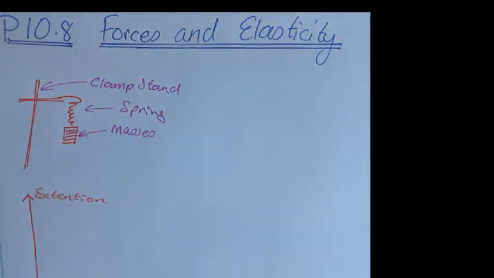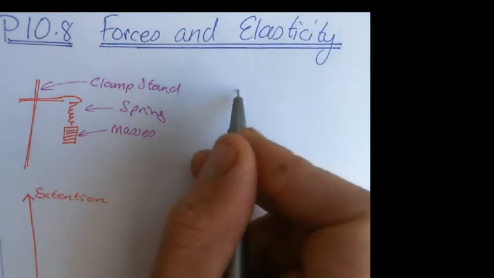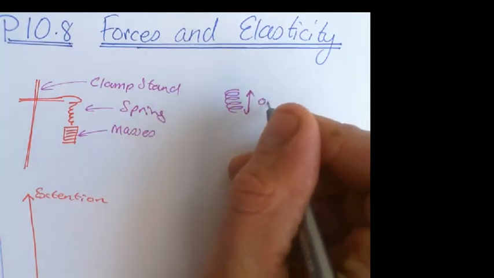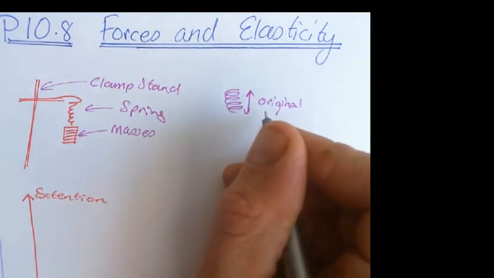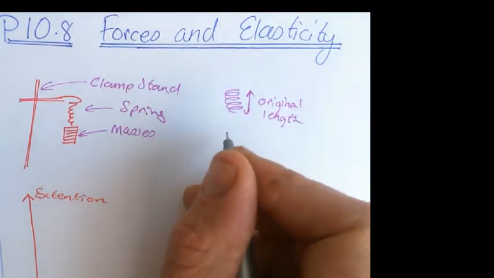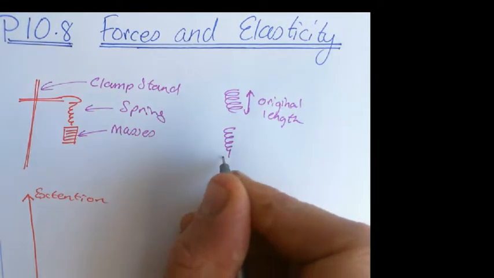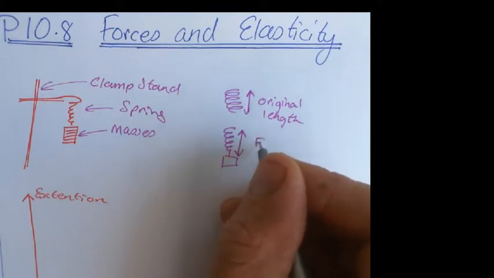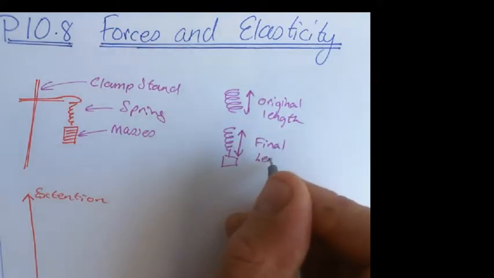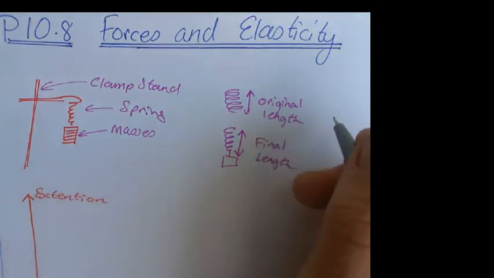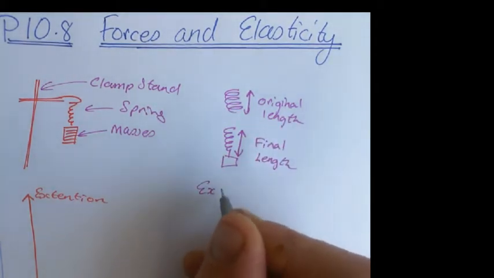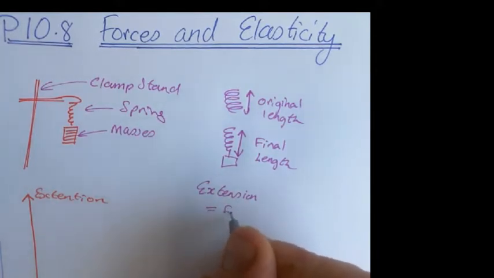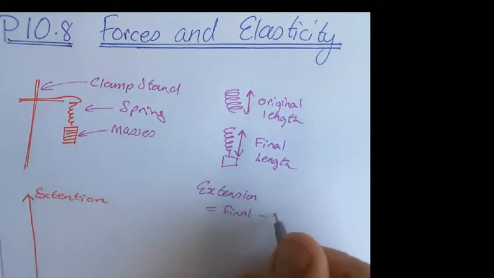First of all, we're going to measure the spring's original length. And then we're going to add some masses, and that will give us the final length. And the extension is simply the final minus the original.